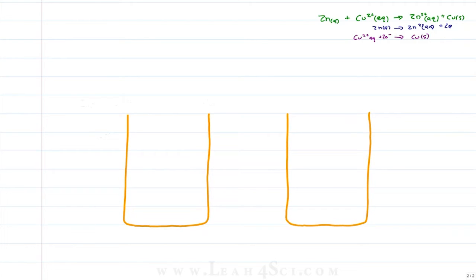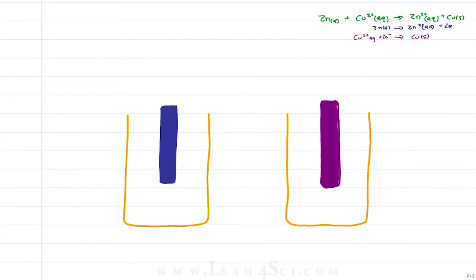We start with two separate containers, each one called a half cell, because together they make up one galvanic or voltaic cell. Each half cell has a metal electrode that is made up of the metal that we're either forming or breaking apart. On the left, the electrode is zinc solid, and on the right, the electrode is copper solid. Each cell also contains a solution with the ions of that metal.